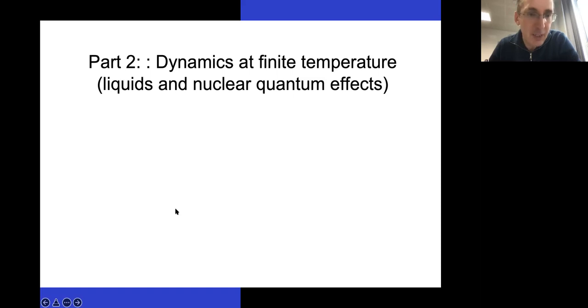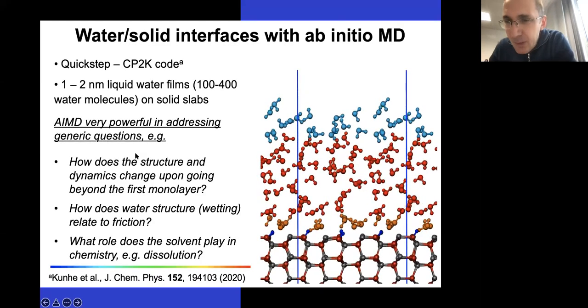Okay, welcome back, everybody. What I'm going to cover in this part is dynamics, and in particular how ab initio molecular dynamics is useful, but also very expensive computationally. Machine learning is providing a very competitive alternative to ab initio MD. And then I'll talk a little bit about quantum nuclear effects. Can I just check that people can hear me? Great, thank you.